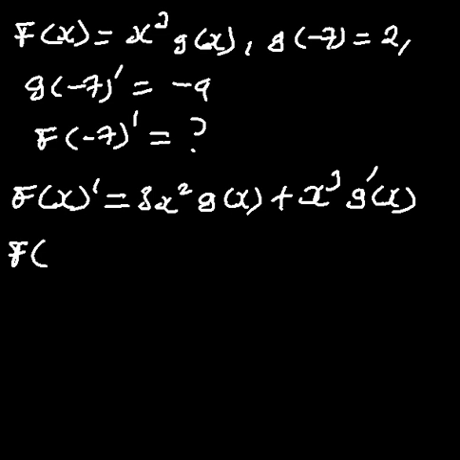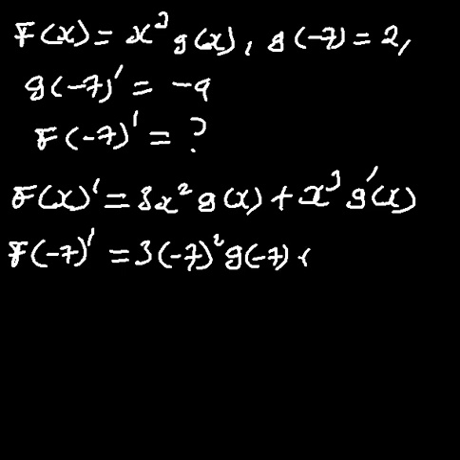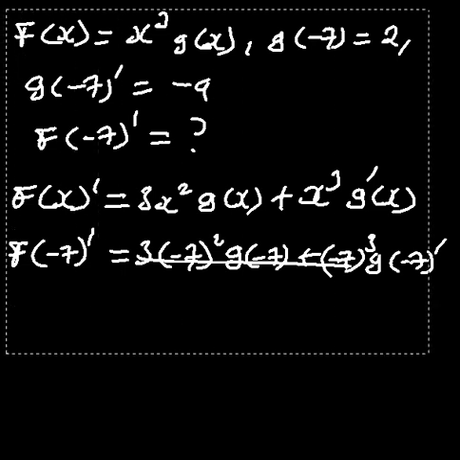Then we'll have to substitute to find f prime of -7. That will be given as, wherever there is x, we have an input of -7. So we have 3 times -7 to the power 2 times g of -7, plus -7 to the power 3 times g prime of -7. Then we'll have to substitute and simplify that one. So keep that in mind.